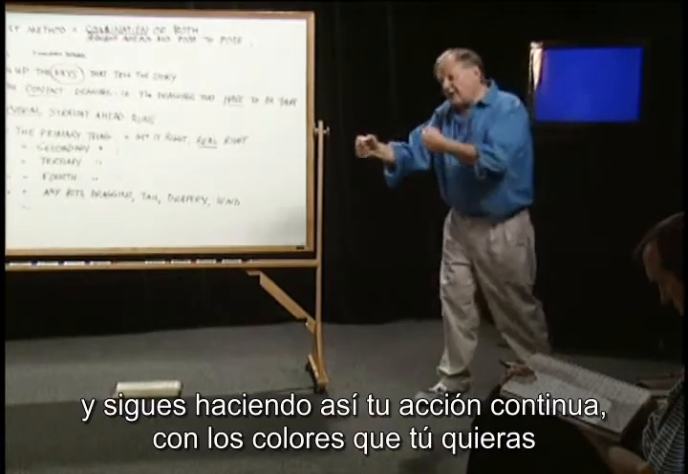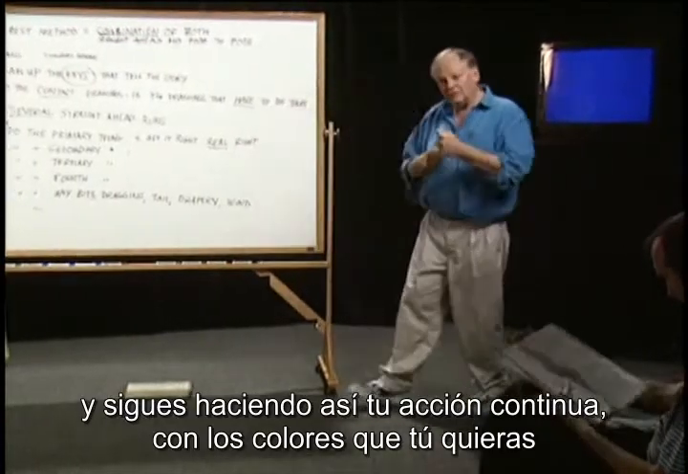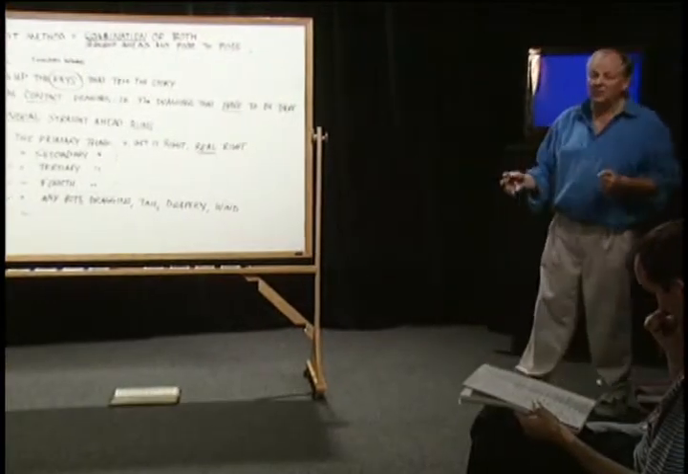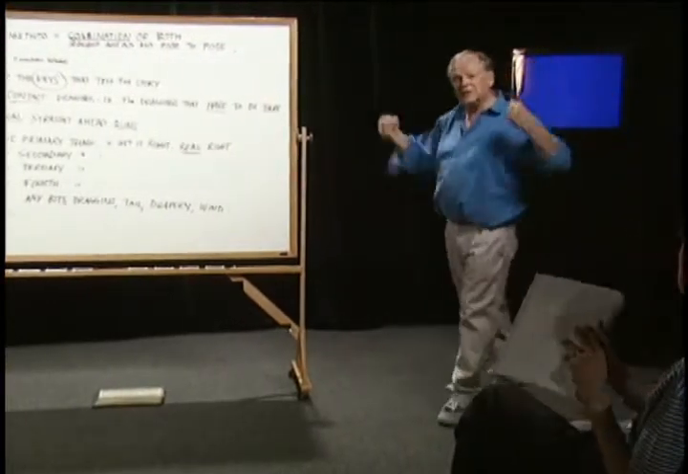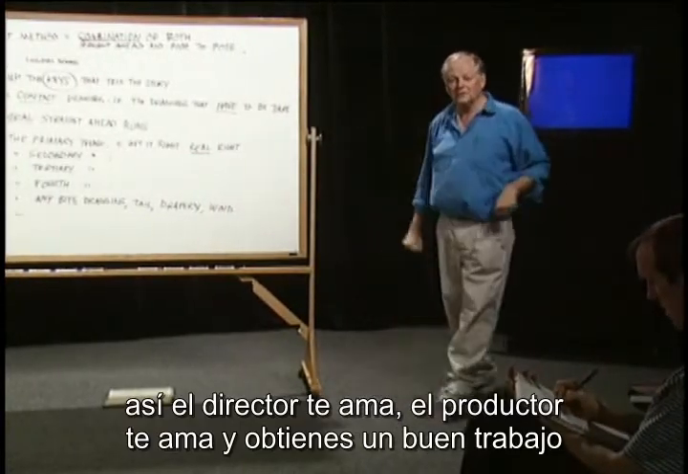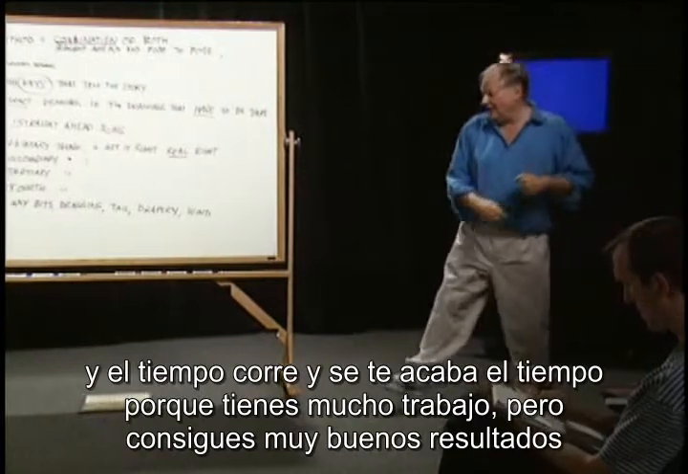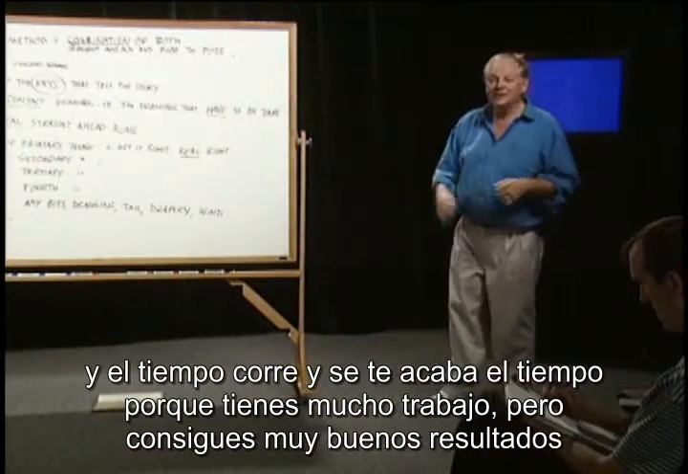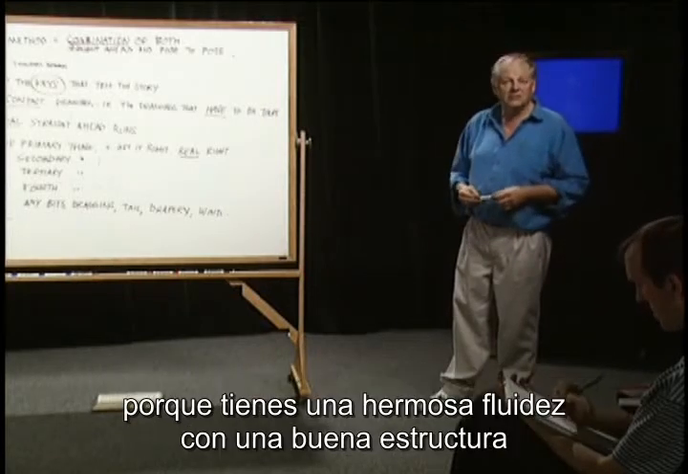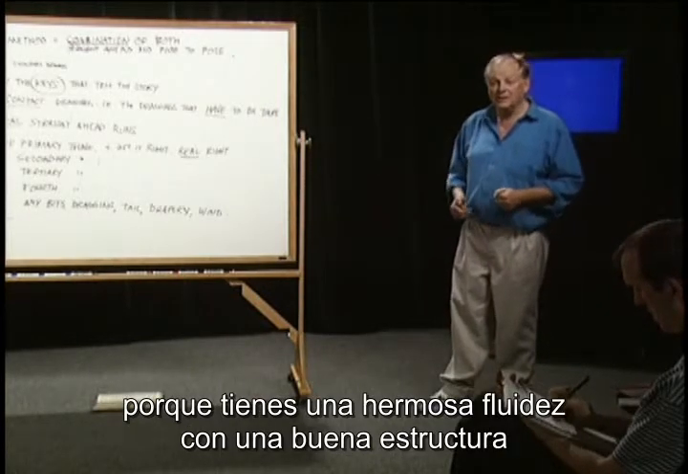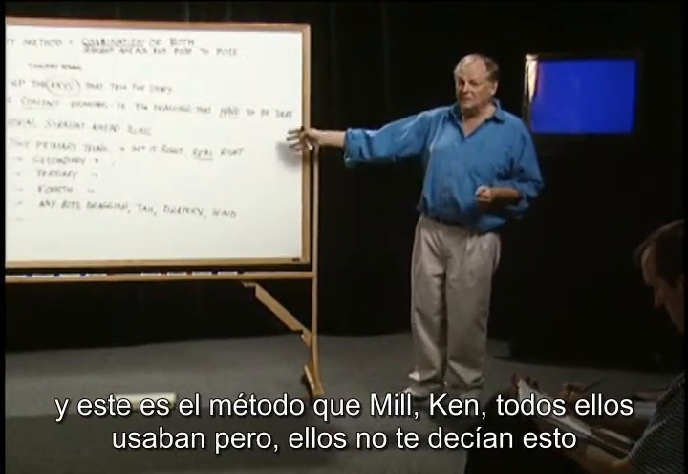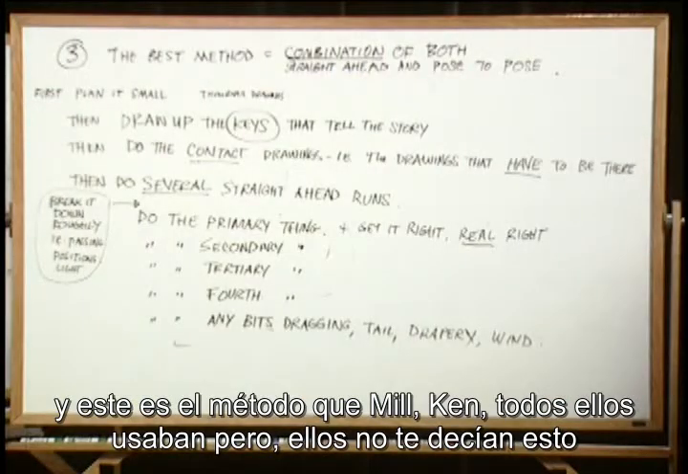And then you do these straight ahead runs in different colors, however you do it. Separate, and you get this wonderful flow which is sitting on a real nice structure, right? The director still loves you, the producer loves you. Time's running out because you're doing a lot of work, but you get a really wonderful result. You get a beautiful flow and a structure at the same time. And this is the method that Mills and Frank and all, they don't tell you this particularly, I don't think.